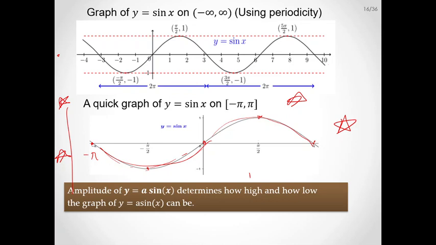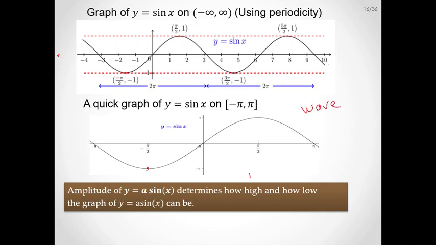Now let's talk about the amplitude. The amplitude is telling us the depth and the height of a wave. So here you can say this is a wave. This will be the height of the wave, and this will be the depth of the wave. But together, we will call them height. Sometimes it will be height, sometimes depth. This is the behavior of the wave.